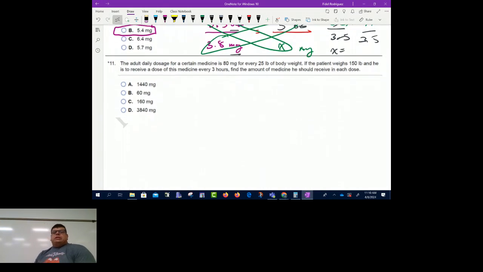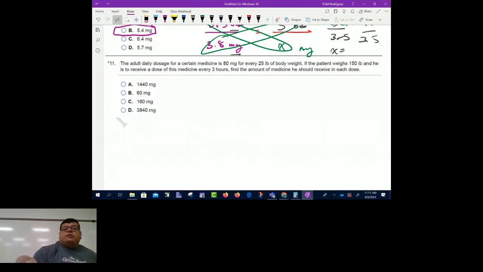Okay, so y'all, let's take a look at problem number 11. Problem number 11 here, y'all, says the adult daily dosage for a certain medicine is 80 milligrams for every 25 pounds of body weight. If a patient weighs 150 pounds, and he's to receive a dose of this medicine every 3 hours, find the amount of medicine he should receive in each dose.